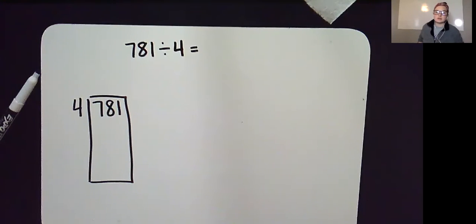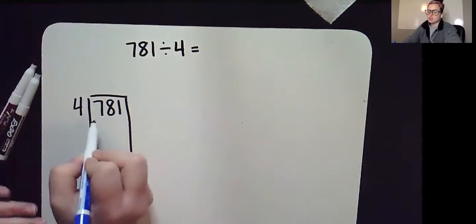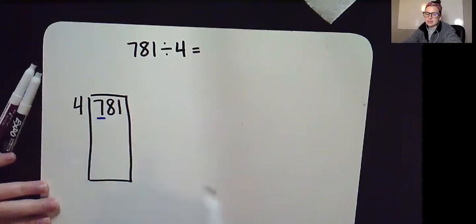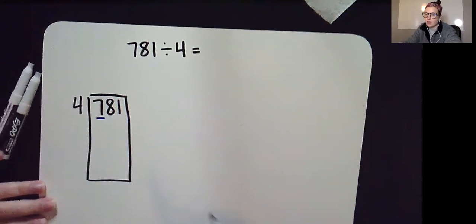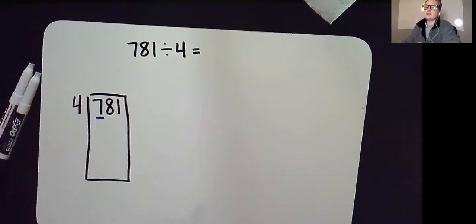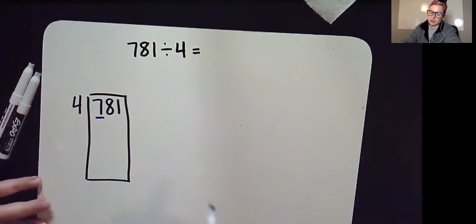For question 2, we have 781 divided by 4. I have gone ahead and set this up for my box method, and I'm ready to get started. I'm going to start with the first digit on the left, and that is 7. If I have 7, let's use apples this time. If I have 7 apples, how many groups of 4 could I make?